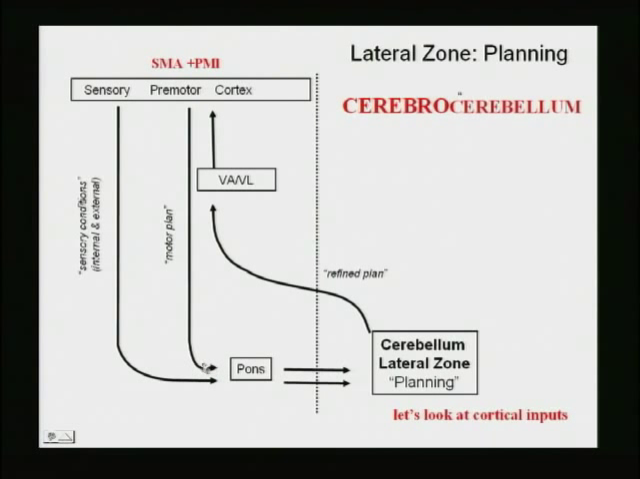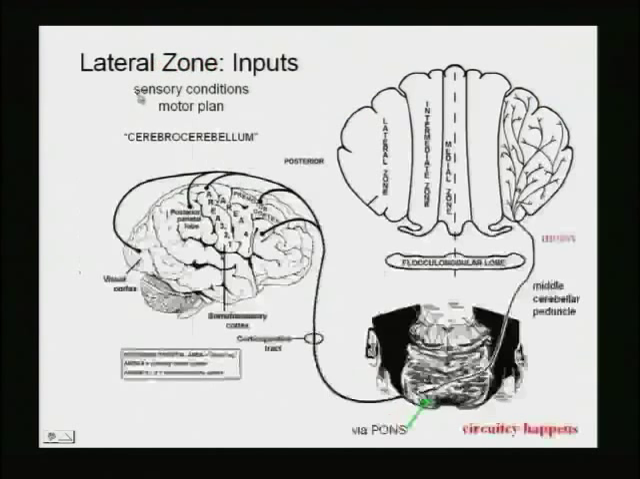Now, you know from the brainstem series that the pons projects, okay, pontocerebellar fibers, all right, and they're going to go through the middle cerebellar peduncle. So we know that all this cortical information comes down to the pons. The pons then, via pontocerebellars, projects up here into, in this particular case, when we're talking about planning, the lateral zone. Now, let's look a little more closely at these cortical inputs that are starting up here.